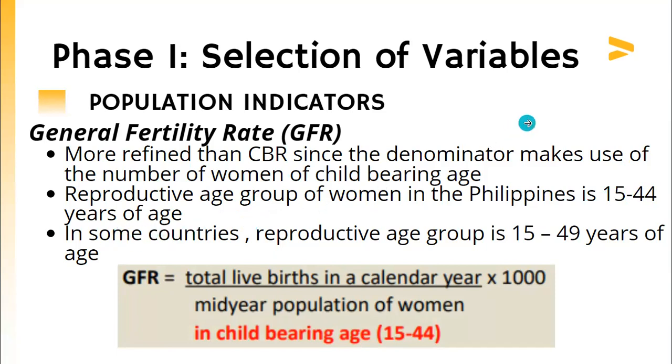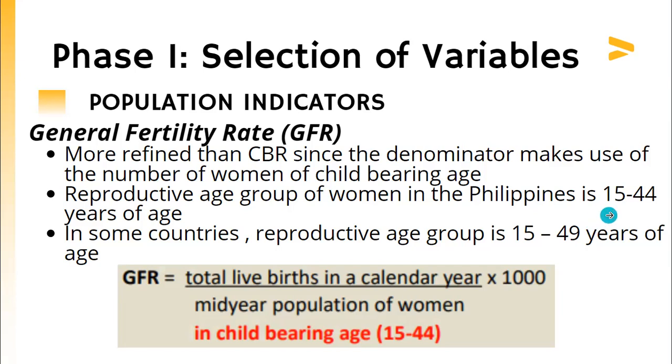Actually, for me, class, I would like to contest this definition of 15 to 44, because some girls or some women actually start their menstruation or have their menarche at the age of 12, and as soon as you start your menstruation, you are actually capable of giving birth already.